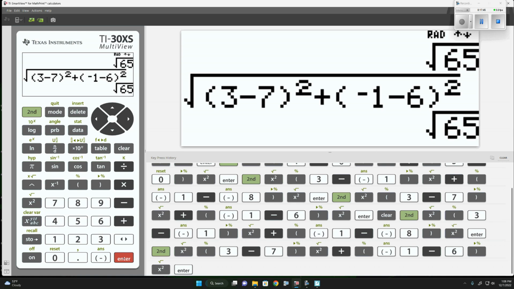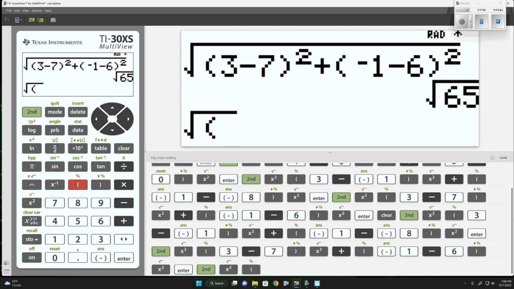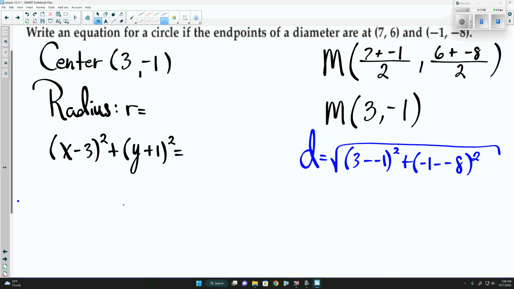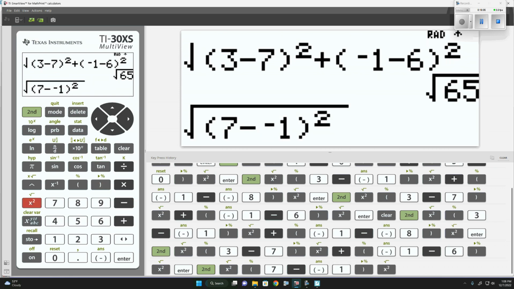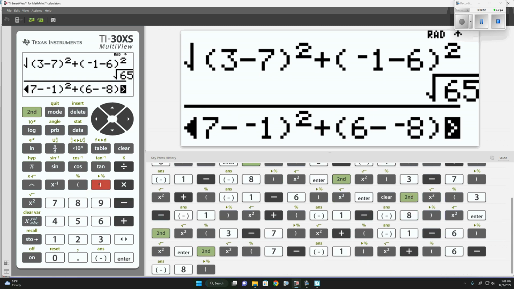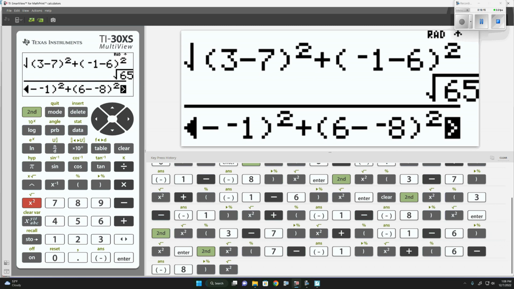So if I have the center, no matter which 2 points I pick that are on the circle, it should have the same distance. Now if we'd picked 7 minus, because the other was -1, 8. This one. -1 squared plus 6 minus -8 squared. So if I pick the 2 endpoints, will I get the square root of 65?